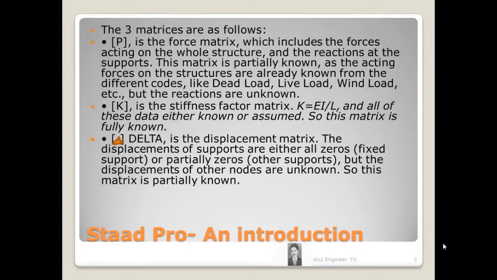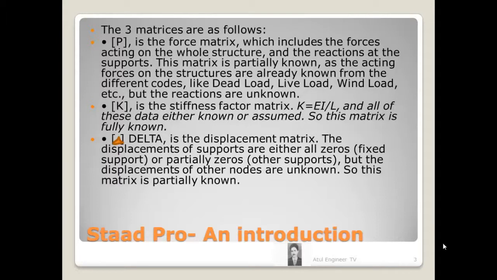The main formula of this method is matrix P equals matrix K multiplied by matrix delta. The three matrices are as follows. P is the force matrix, which includes the forces acting on the whole structure and the reactions at the supports. This matrix is partially known, as the acting forces on the structure are already known from the different codes, like dead load, live load, wind load, etc., but the reactions are unknown.